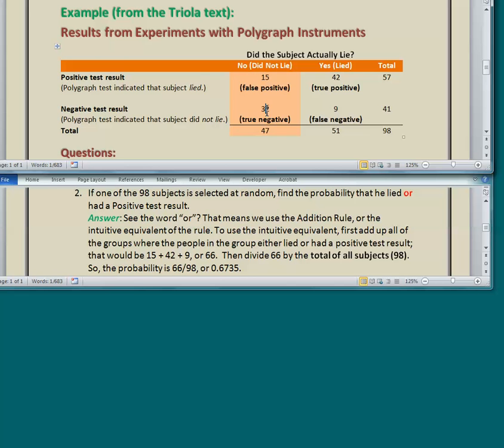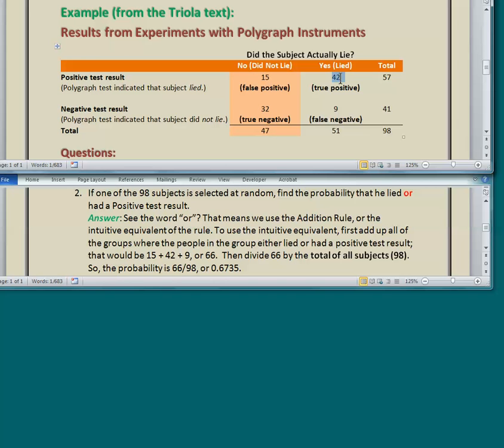What about these 32 here? Did they lie or have a positive test result? Well, they did not lie. And what was their test result? Their test result was negative. So they don't count. We're not going to include them in this. So you don't see them down here.